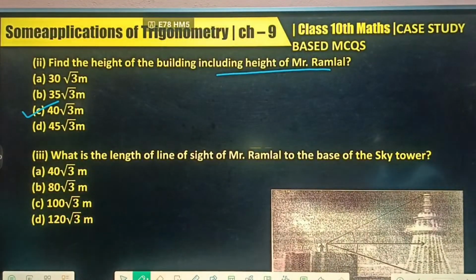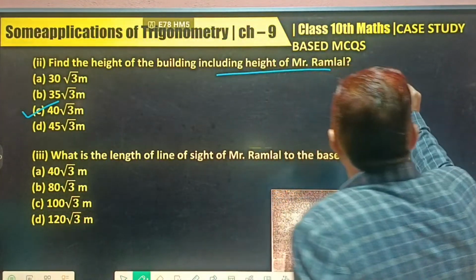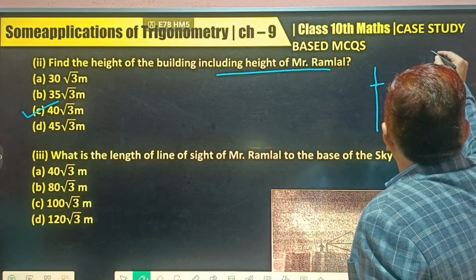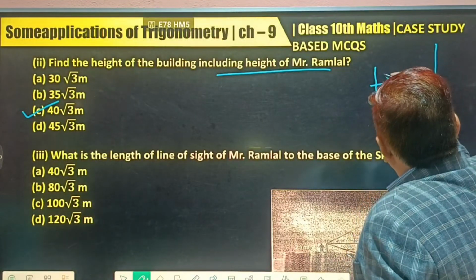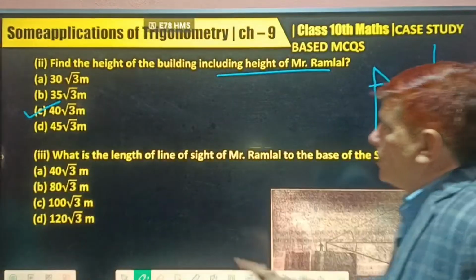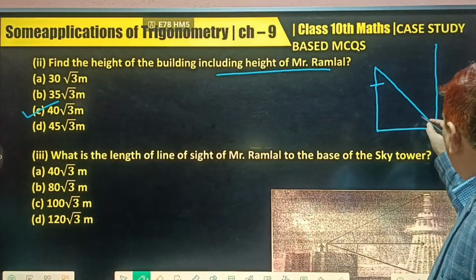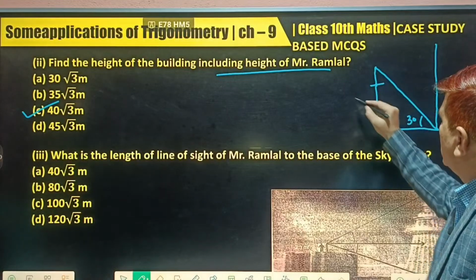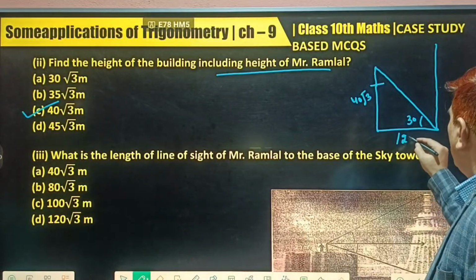Understood? What is the length of the line of sight from Ramlal to the base of the sky tower? It means this we have to find out. So it's like this: this is a building, Ramlal is standing here, and this is a tower, and he is looking here. This angle is 30 degrees. This we have to find out. This is 40 under root 3. This is 120 meter.